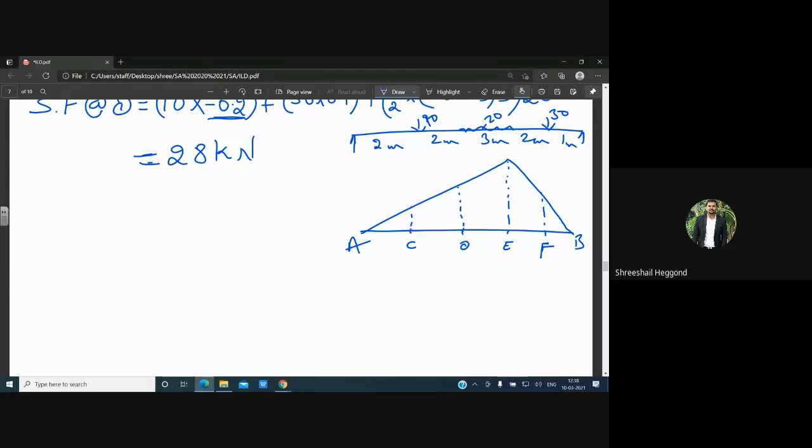For that, draw the ILD where it is asked. At E point, bending moment is asked. Therefore, the maximum value of the triangle will be at E point only. So draw at E point. Find out the ordinates. The ordinates can be written as y1, y2, y3, and y4.